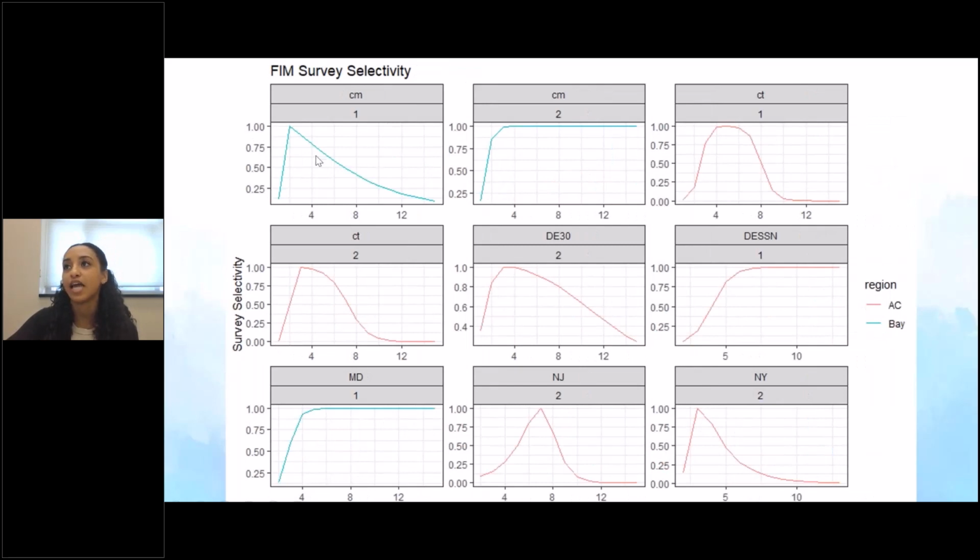We can also look at how survey selectivity fits for the surveys. Again, the names correspond to the survey or the state that the survey is conducted in. Most of these actually make pretty good sense for our surveys, but the model does estimate some steep slopes. And so again, we might play around with some of those bounds or penalty functions for these relationships.